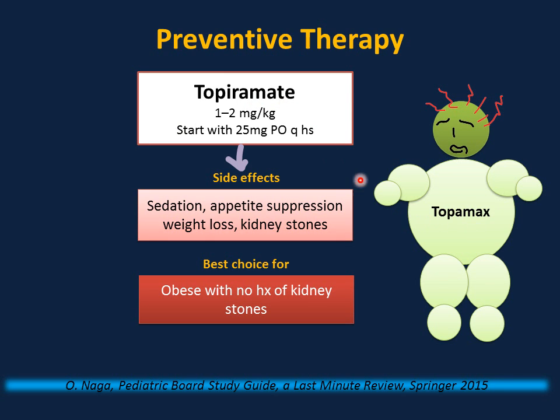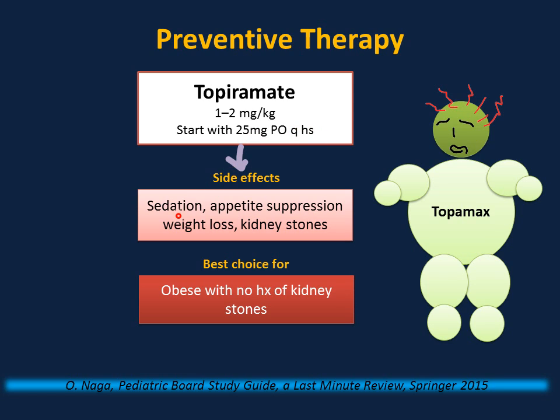Topiramate or Topamax is another option to prevent migraine in pediatrics. This medicine is an anti-seizure medicine used for partial seizure and difficult cases of epilepsy. Start with the lowest effective dose. Start with 25 milligrams at bedtime and may increase the dose to 25 milligrams twice a day to a maximum of 200 milligrams per day.